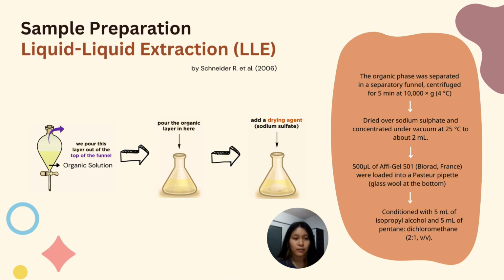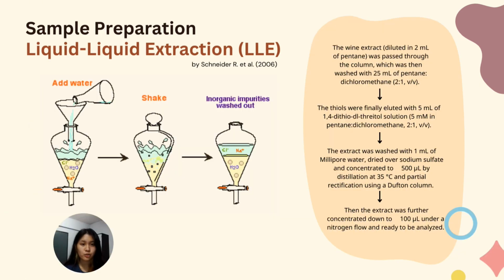500 microliters of Efigel 501 were loaded in a Pasteur pipette, and it is conditioned with 5 ml of isopropyl alcohol and 5 ml of pentane-dichloromethane at a ratio of 2 to 1. Then, the wine extract that was diluted in 2 ml of pentane was passed through the column, which was then washed with 25 ml of pentane-dichloromethane. The thiols were finally eluted with 5 ml of pentane-dichloromethane.